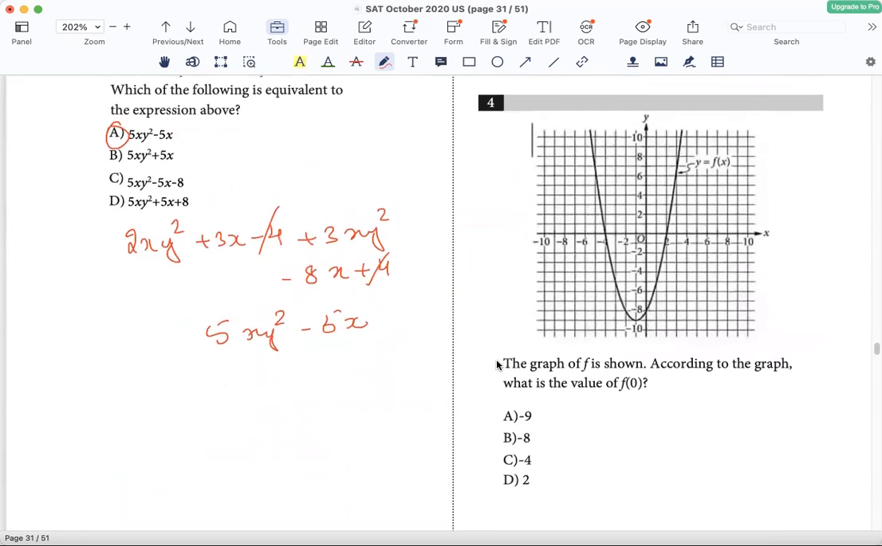The graph of this function is shown. According to the graph, what is the value of f(0)? f(0) will be the y-intercept, and we can see that the y-intercept is -8, option B.